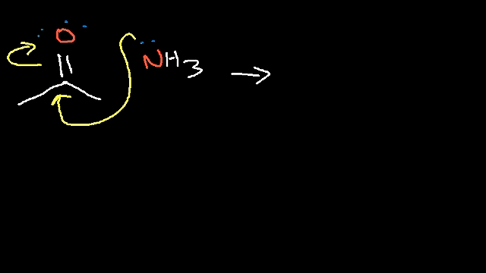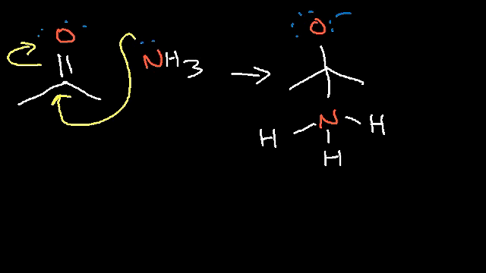So NH3 is going to behave as a nucleophile, and it's going to attack the carbonyl carbon. So let's say this reaction is carried out in water under mildly acidic conditions. So this oxygen now has a negative charge, and the nitrogen has a positive charge. Anytime nitrogen is attached to 4 atoms, it's going to bear a positive charge.